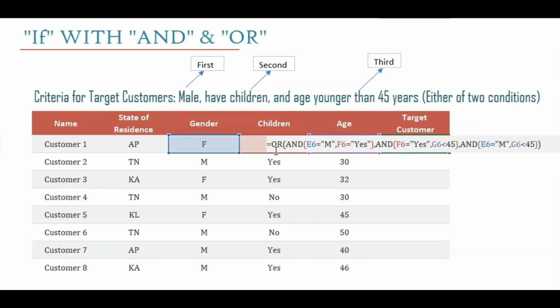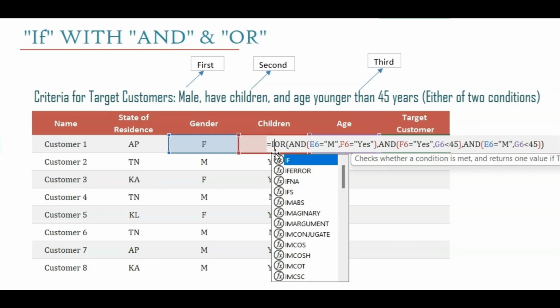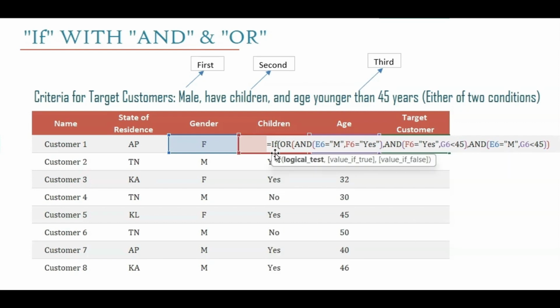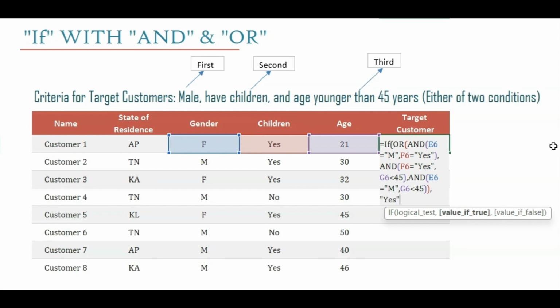Now let's amplify our skills by combining AND, OR with IF logic. We are narrowing down our focus to precisely target customers who are male, have children, and age younger than 45 years. Get ready for the wow moment.